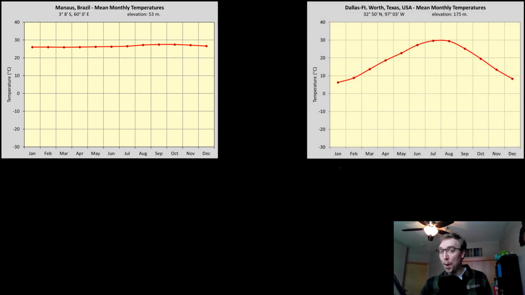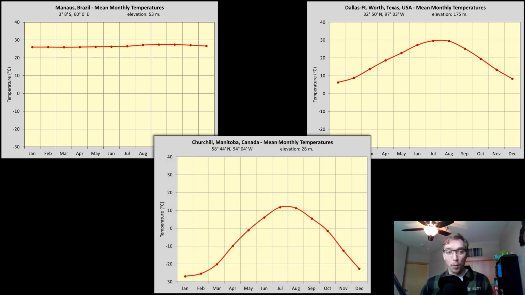Dallas-Fort Worth, a noticeable peak during the summer months, the warmer months of the year, versus the colder months of the year. We go from about 7 degrees Celsius in January all the way up to about 30 degrees Celsius in July and August. And if we're up in Manitoba, we go from negative 27 degrees Celsius all the way up to about 11 to 12 degrees Celsius. Some pretty wild fluctuations in average temperature for a given month in a given year.